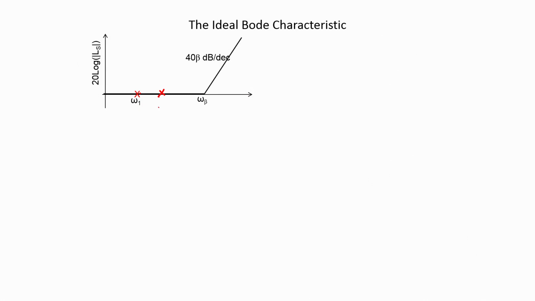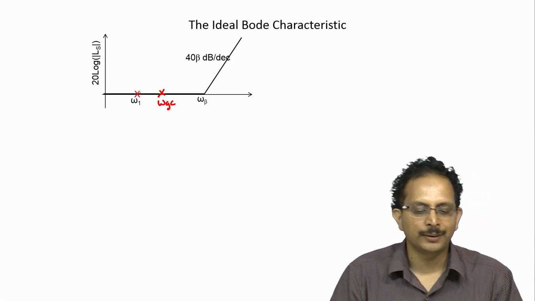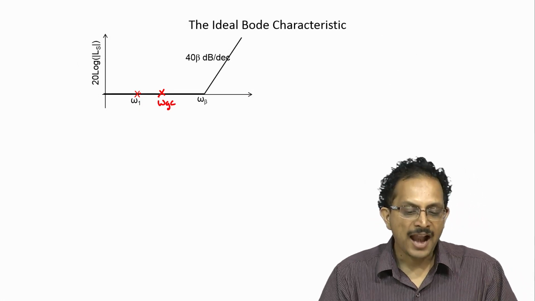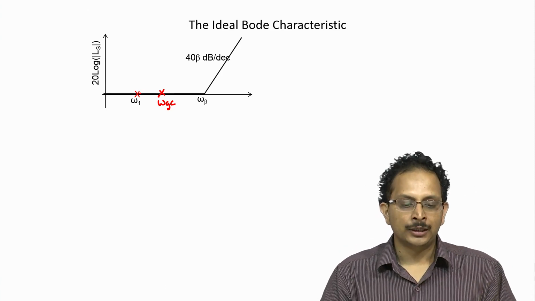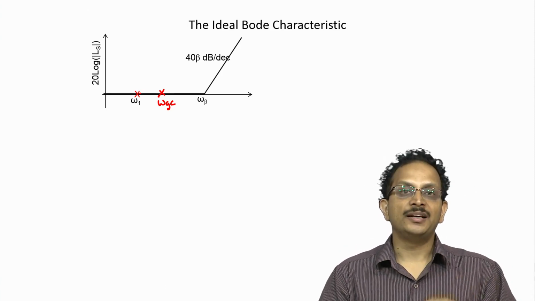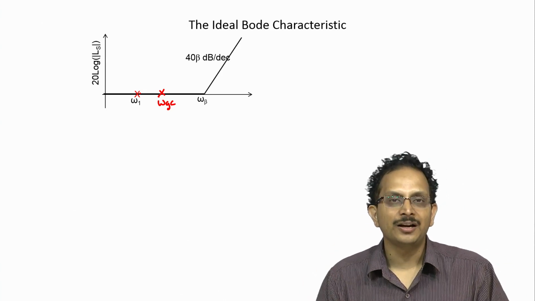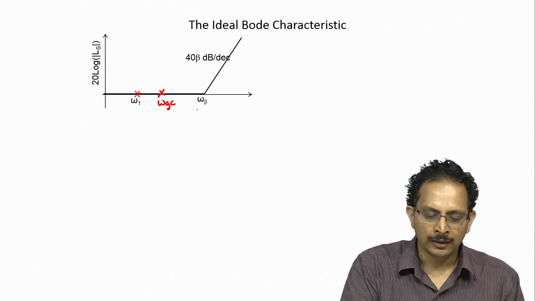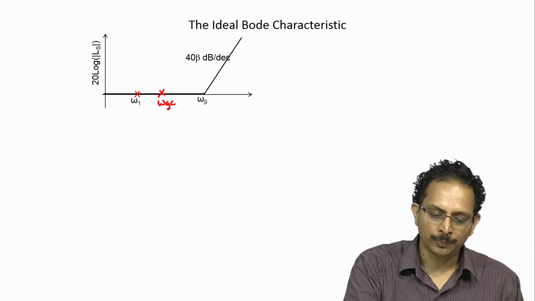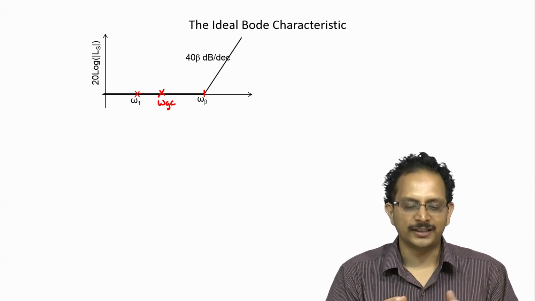I shall mark out omega gc also on the same graph. So we should add a positive characteristic to cancel out the negative phase that is added by the final characteristic at the frequency omega 2. Now let us say that the corner frequency of this positive characteristic is omega beta.